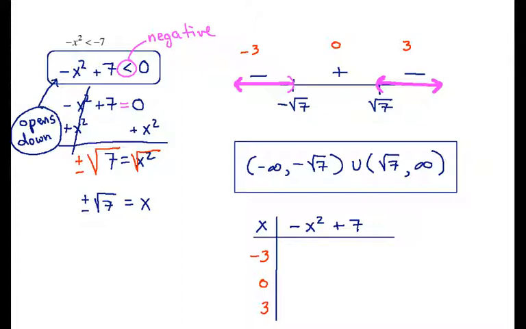So if I plug -3 in for x, this gives me -9 plus 7, which is -2. If I plug in 0, I get 7. And if I plug in +3, I again get -2. So that also would give me this sign pattern of negative, positive, negative, which I could use to mark up my number line, and everything after that would go the same way that it went with me marking up the number line instead from the shape of the parabola.